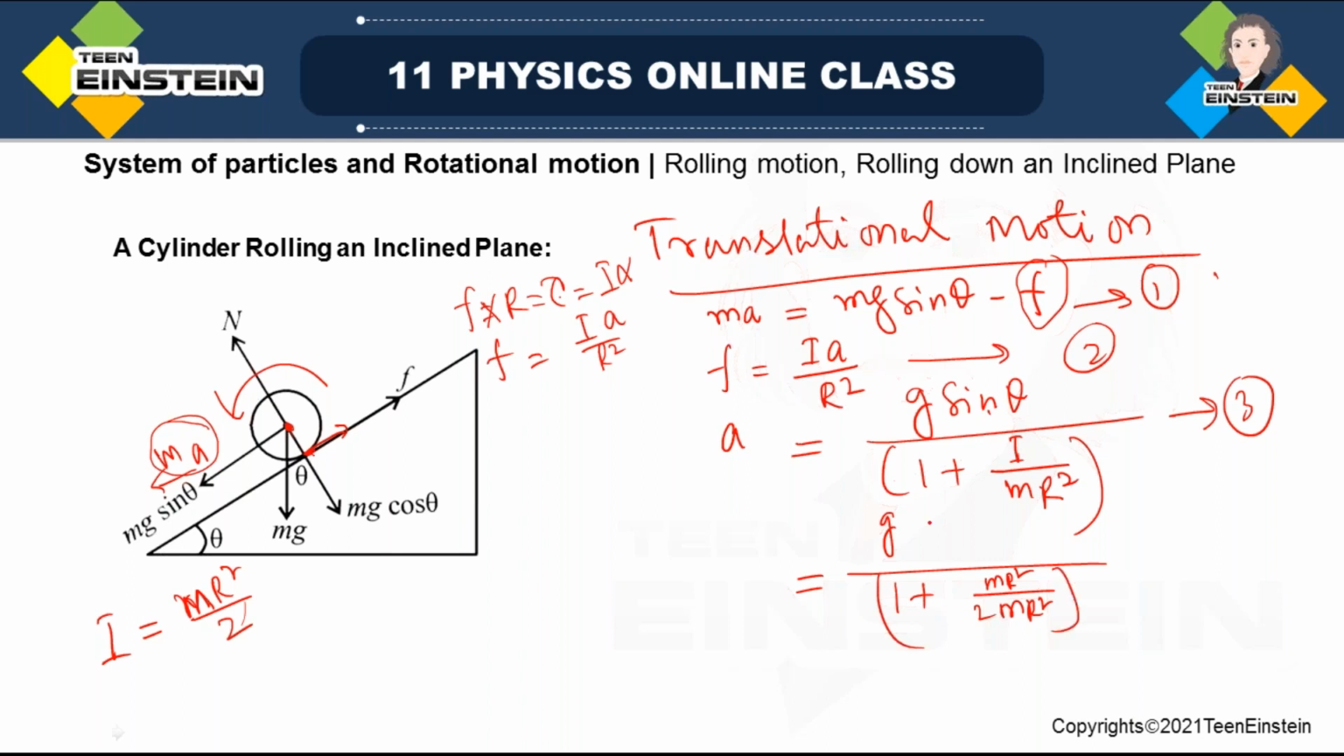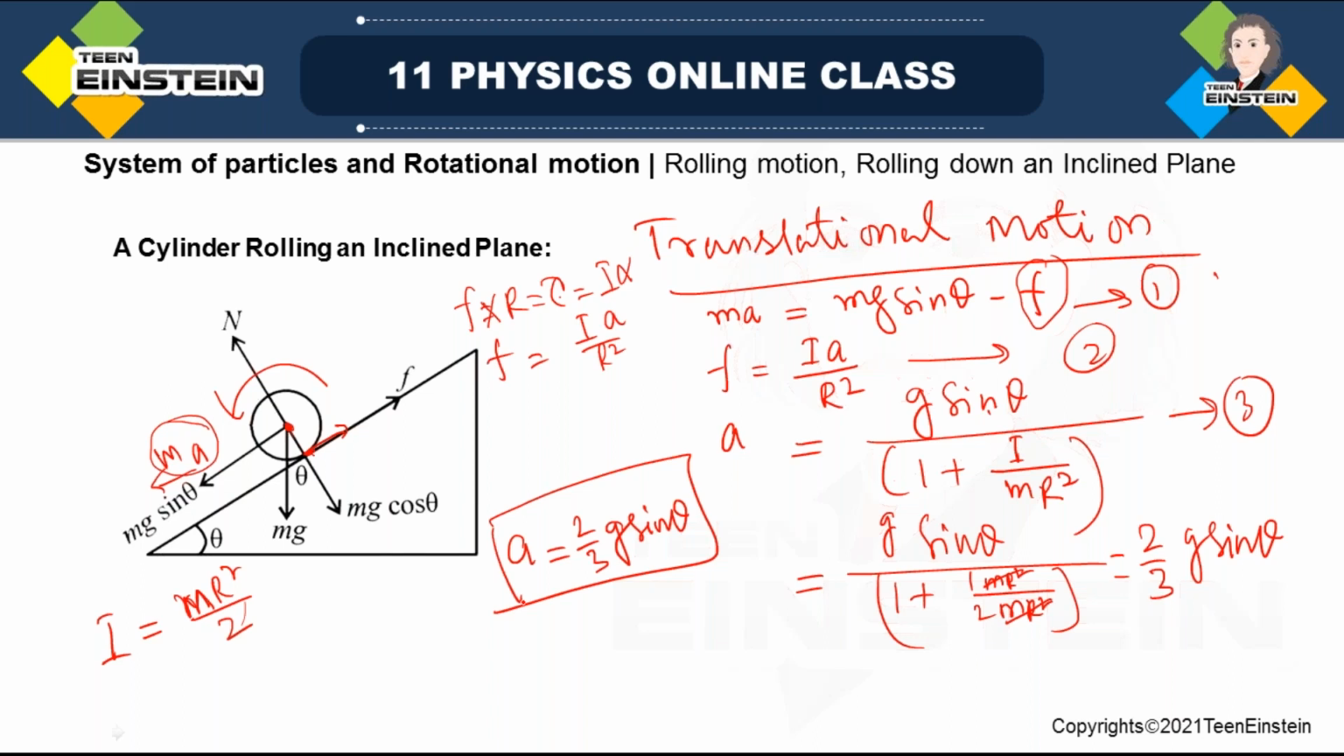M r square was already there. So you see g sine theta here, and you can see the m r square cancels. So what you get is 1 plus 1 by 2, so it will actually be 2 by 3 g sine theta. This is the acceleration you get for translational motion, and this is giving you the acceleration of a rolling body, especially in this case the solid cylinder.